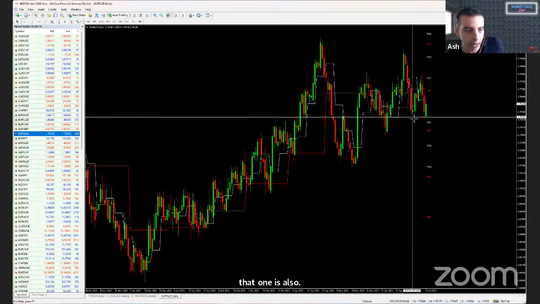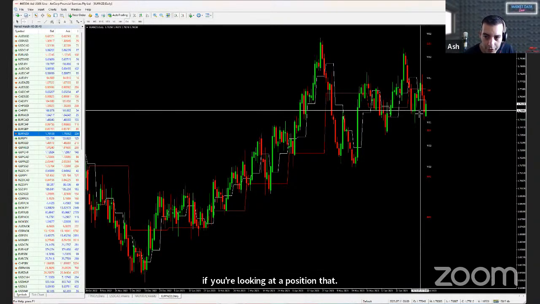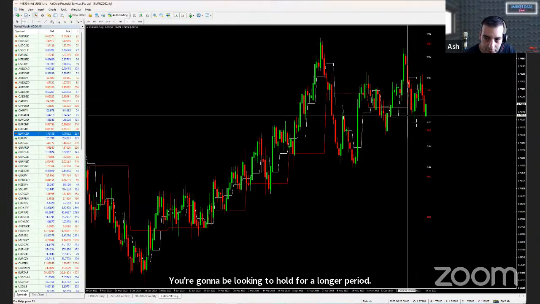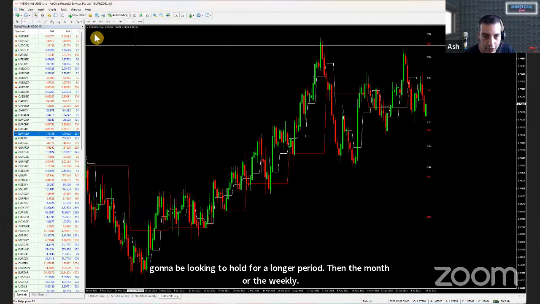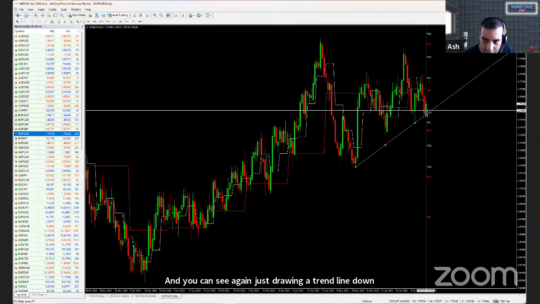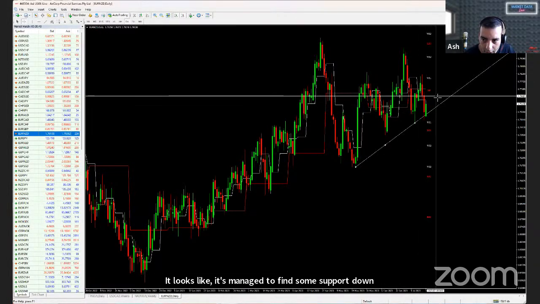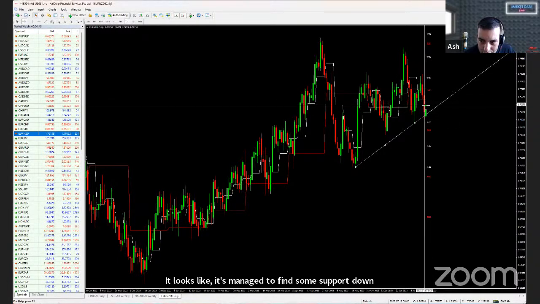So if you're looking at a position that you're going to be looking to hold for a longer period than the monthly or the weekly, then the Euro Kiwi on the daily looks pretty good. And you can see again, just drawing a trend line down here, there looks like it's managed to find some support down here. So do we have a bar yet that we could trade? Probably not. There's not really anything there.